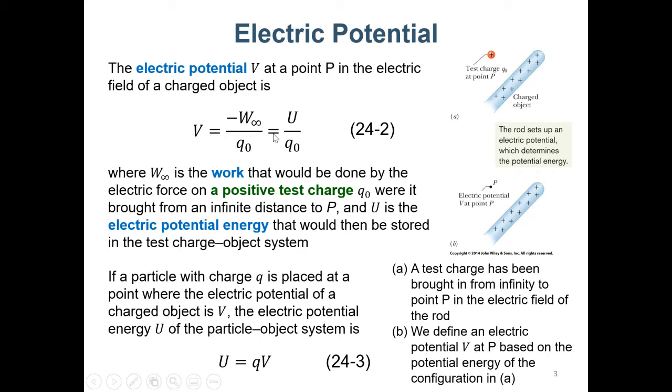So here we have the electric potential: U divided by the test charge Q0 gives V. This V is not related to the test charge itself. It only considers how large the E field or the electric potential is that is generated by some charge distribution. You can consider that you need to do some work to put two charges together, maybe positive work or maybe negative work.